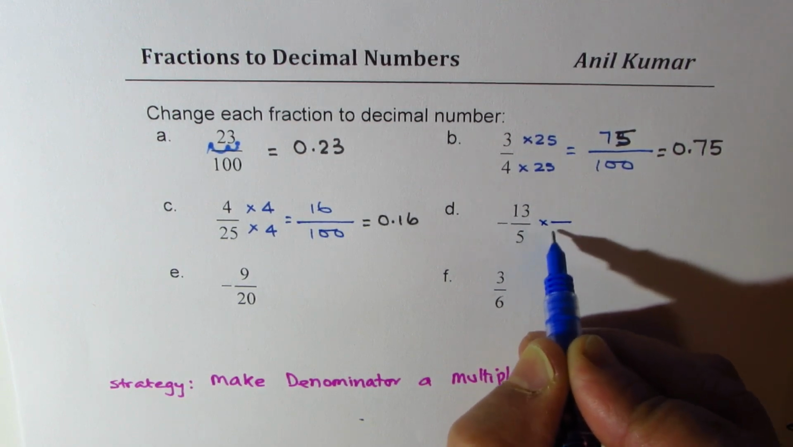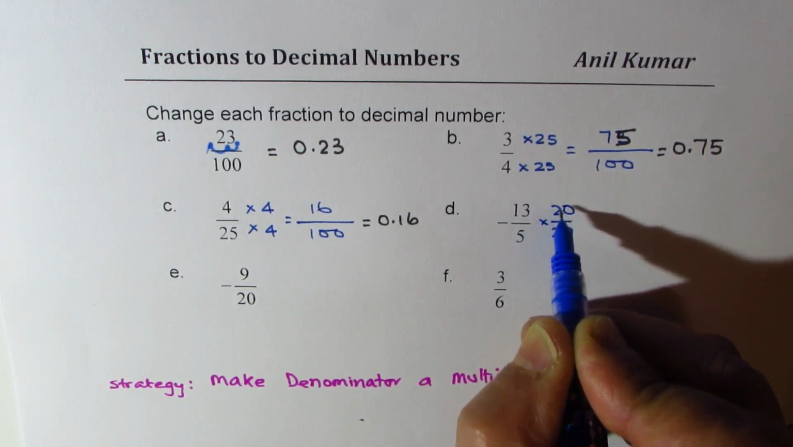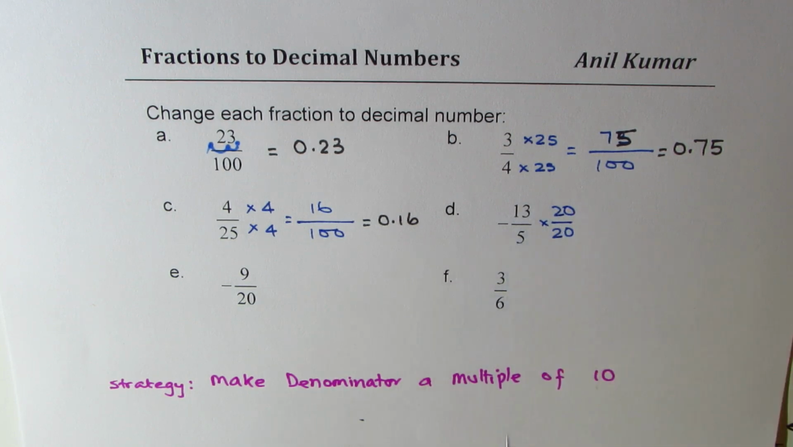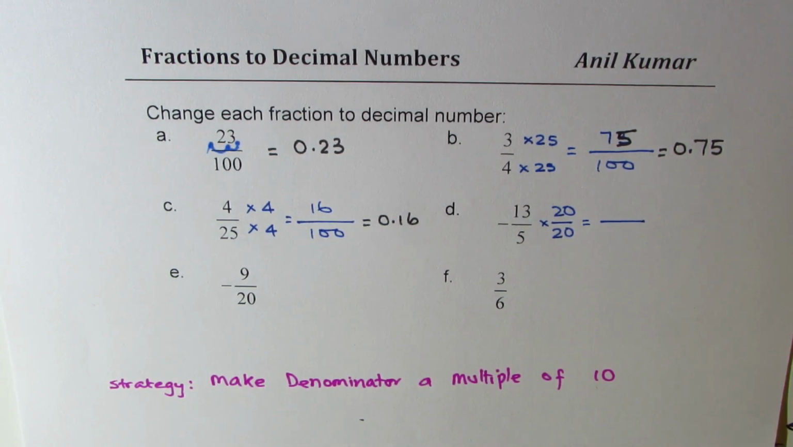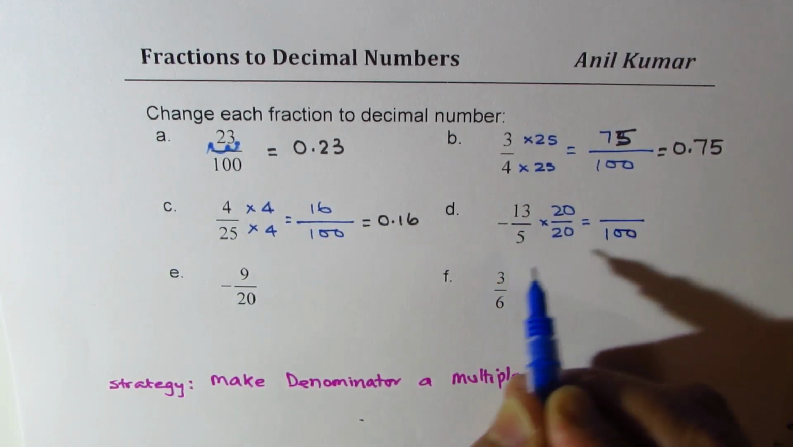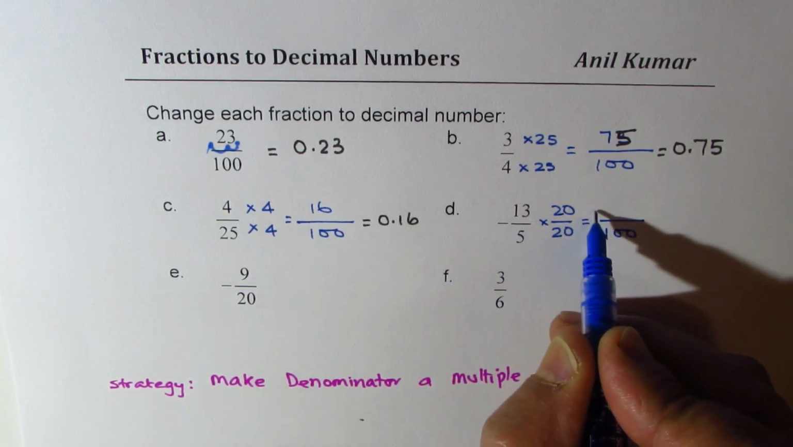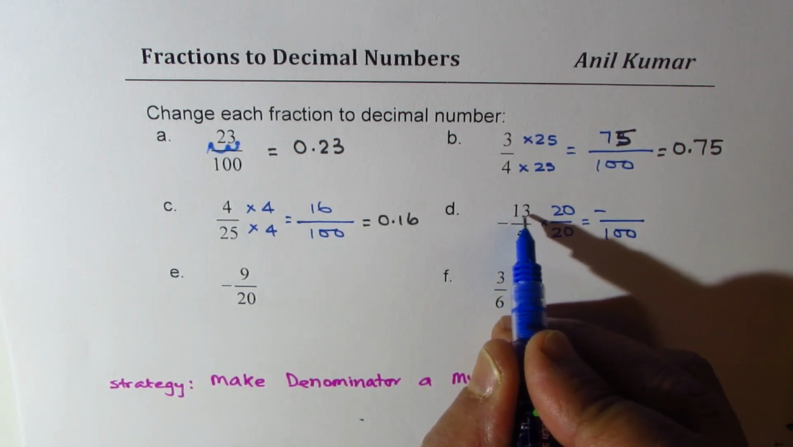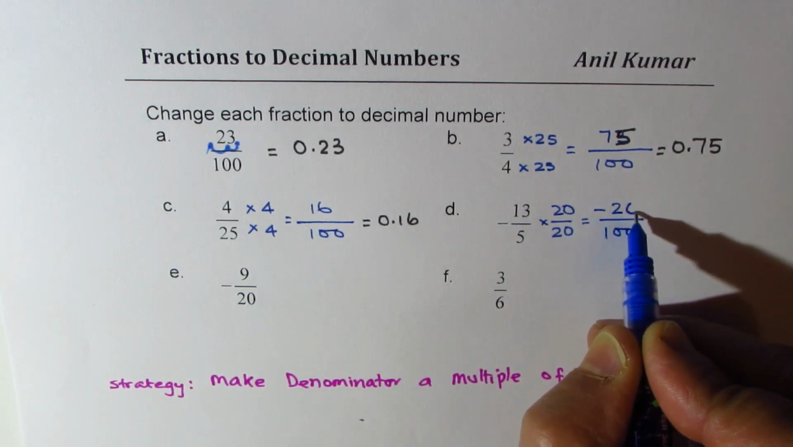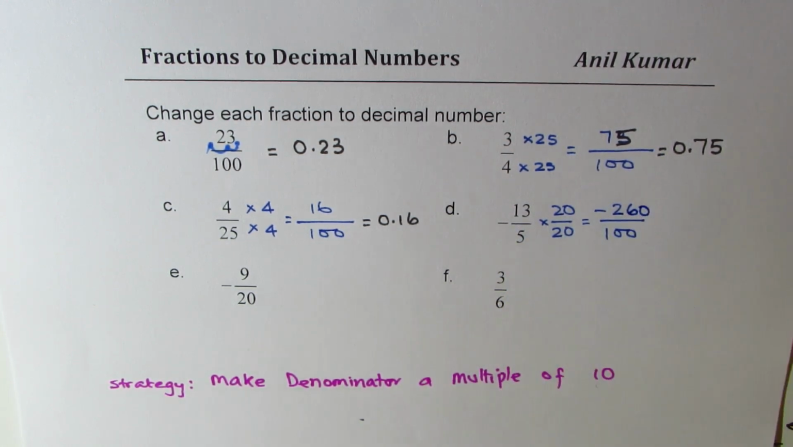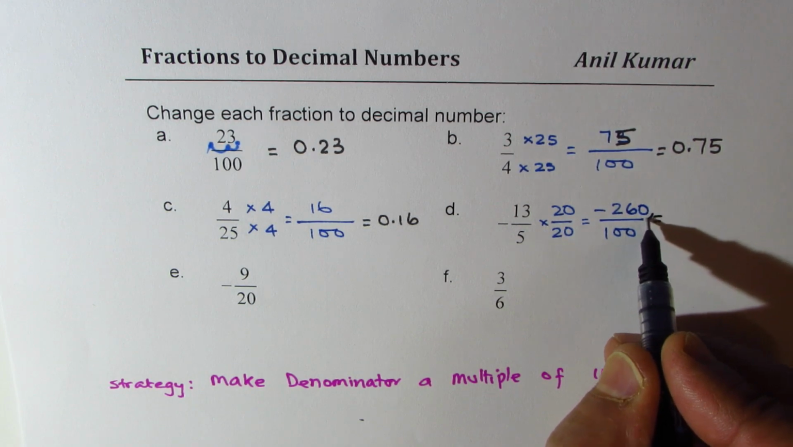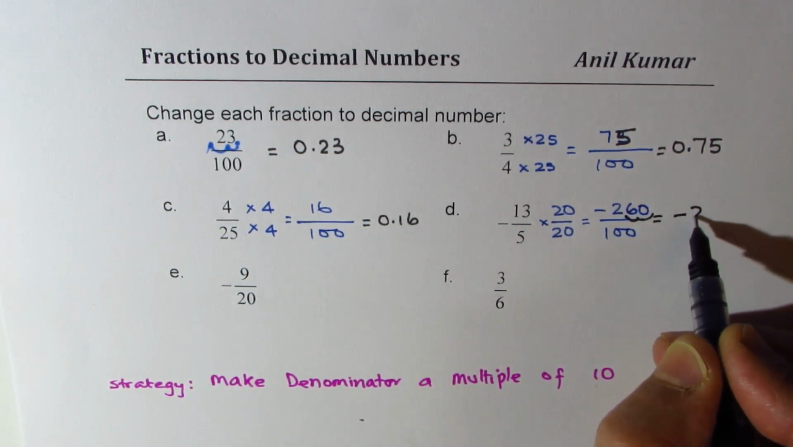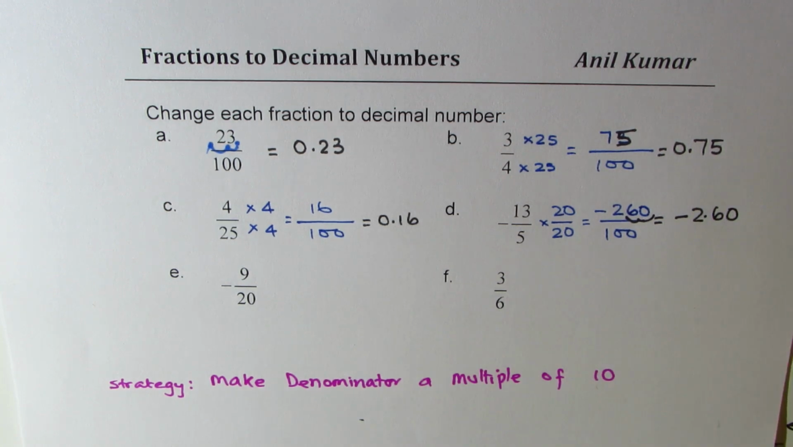How do you convert 5 to 100? We have to multiply both by 20. Remember, you have to multiply both numerator and denominator by the same number so that the fraction is an equivalent fraction. So we get 100 in the denominator, minus 13. So negative 13 times 20 is 260, right? Now how are you going to write this as a decimal? The decimal moves 2 places, correct? Like here. So it will be minus 2.60. Does it make sense to you? Go through it once again, okay?